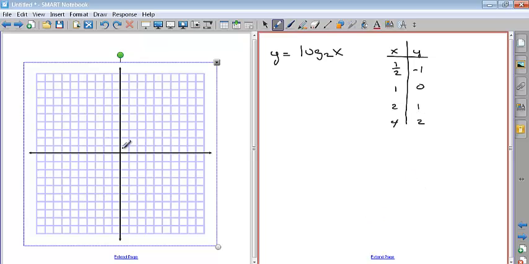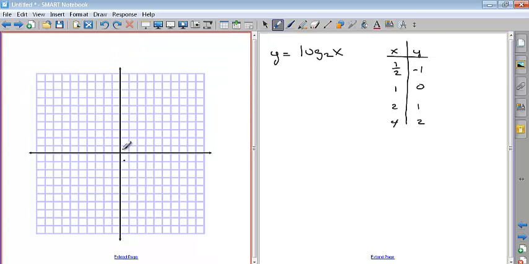So if I plot x equals 1/2, y equals -1, that's that point. X equals 1, y equals 0, that's that point. X equals 2, y equals 1, that's that point. And x equals 4, y equals 2. And also I could do x equals 8, y equals 3. And then in this case, the function approaches the y-axis instead of the x-axis. So that's my parent function.